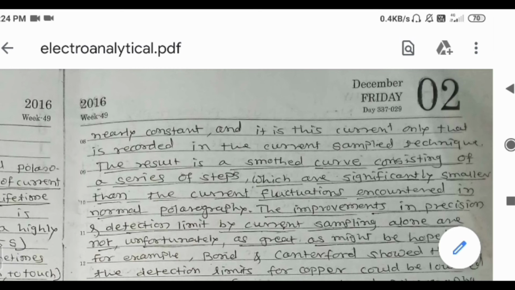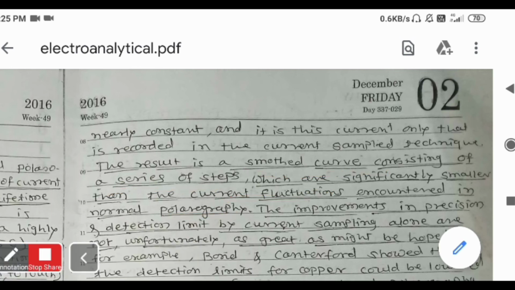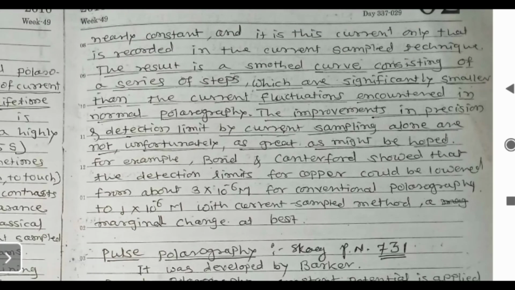So the current which is obtained is nearly constant, and in this technique the current that is recorded in the current sampling technique is measured at the end of the drop. So this has resulted in a smooth curve consisting of a series of steps which are significantly smaller than the current fluctuation which we generally find in the normal polarographic techniques. So this fluctuation is eliminated by using this tast technique.